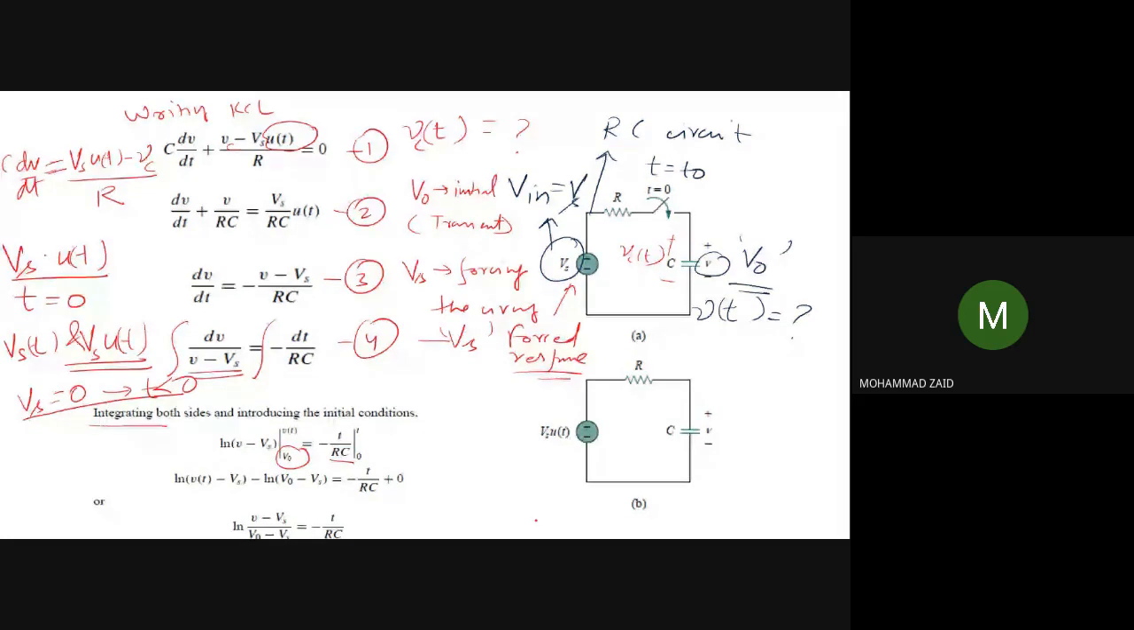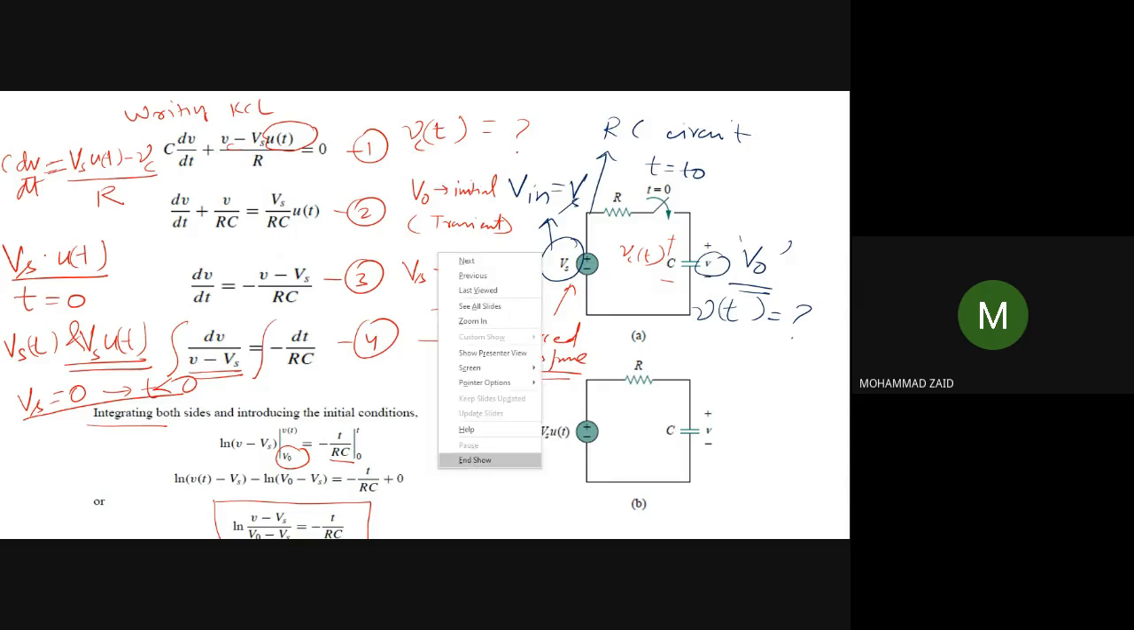By some simple manipulation, you can see ln(Vt minus Vs) minus ln(V naught minus Vs) is equal to minus t by RC plus 0. So finally you will get this equation, that ln(Vt minus Vs) is equal to ln(V naught minus Vs) minus t by RC. I hope it is very simple. You can try it yourself.